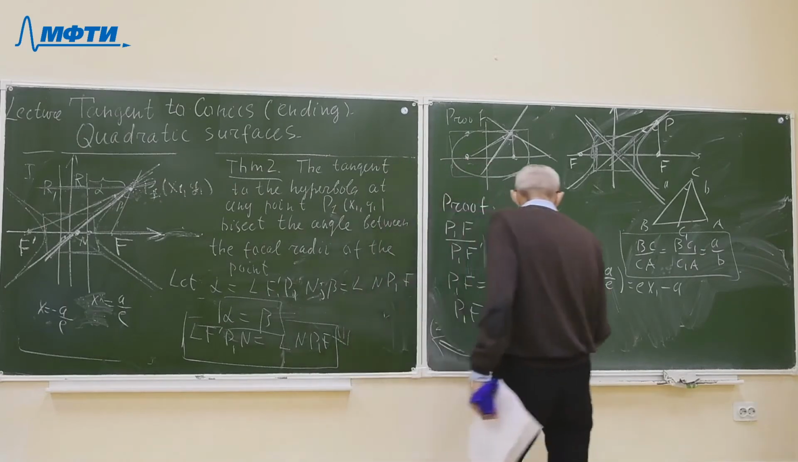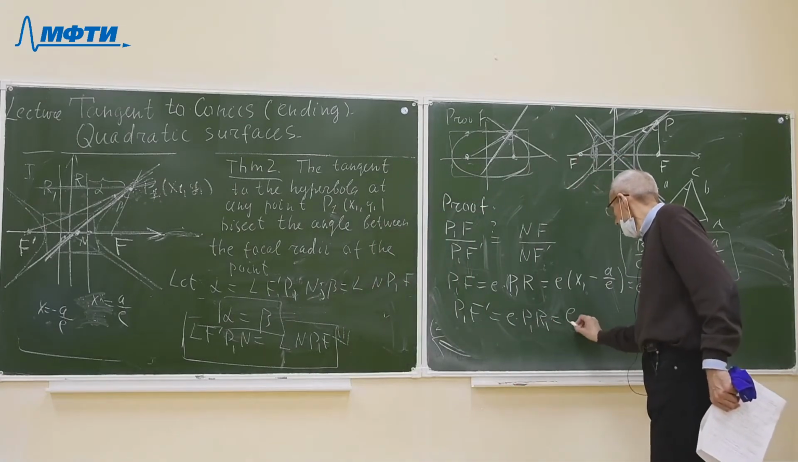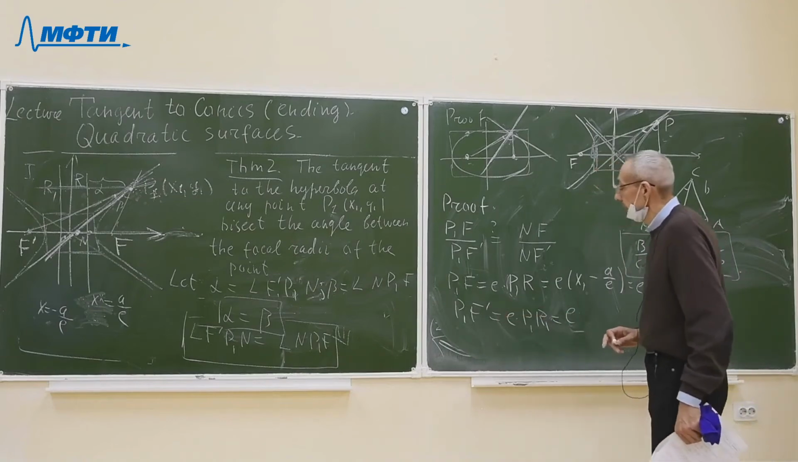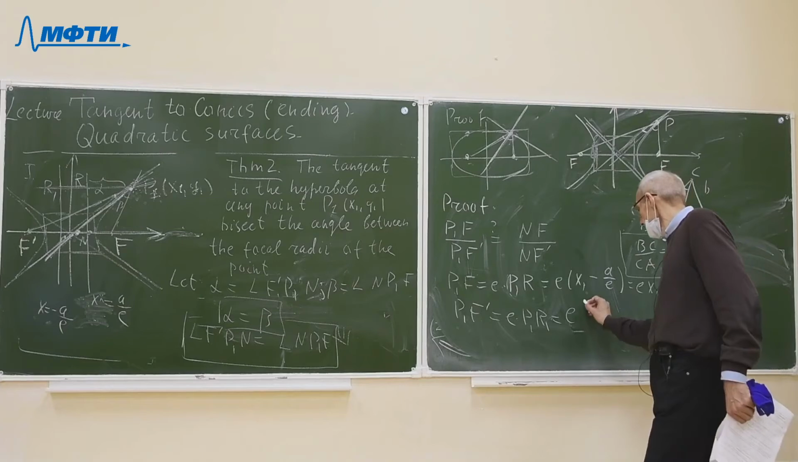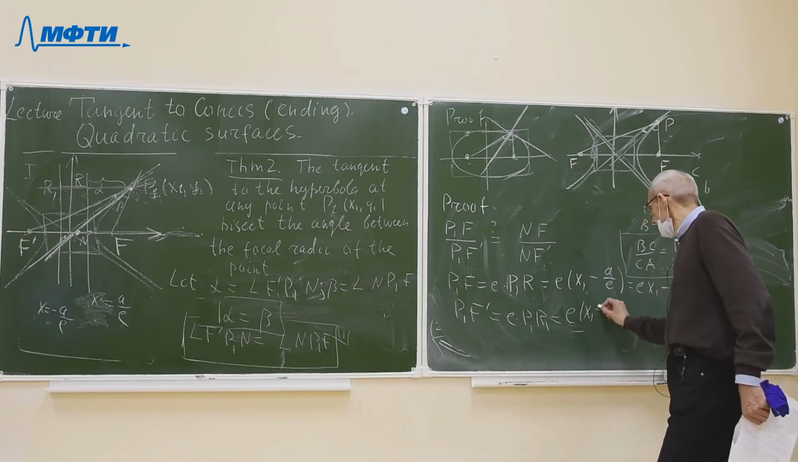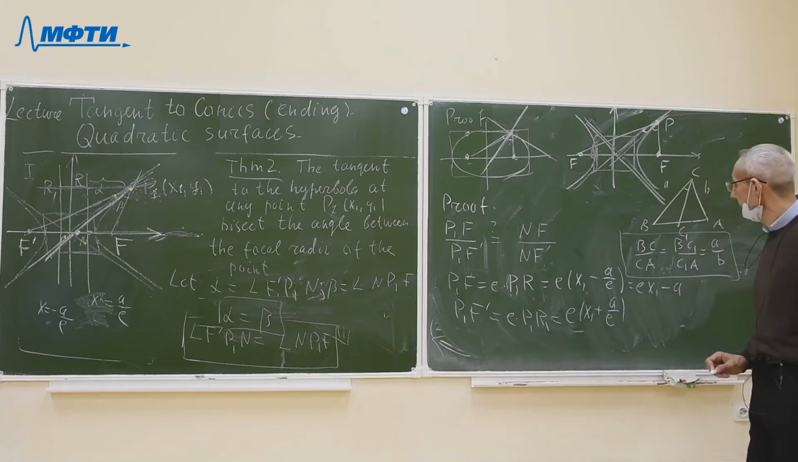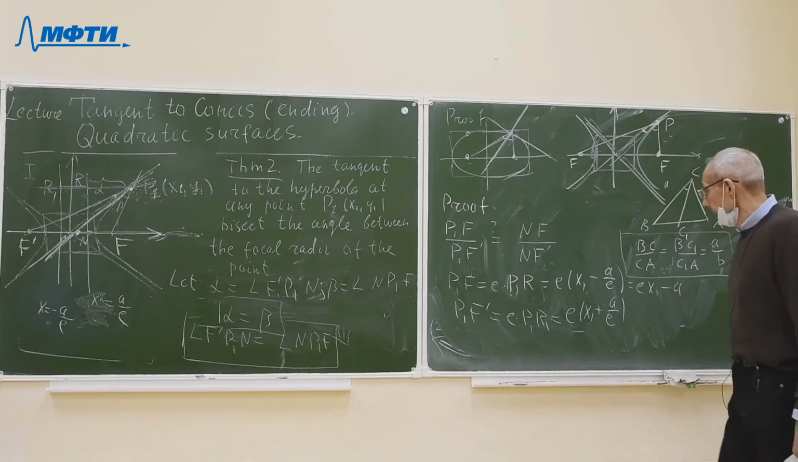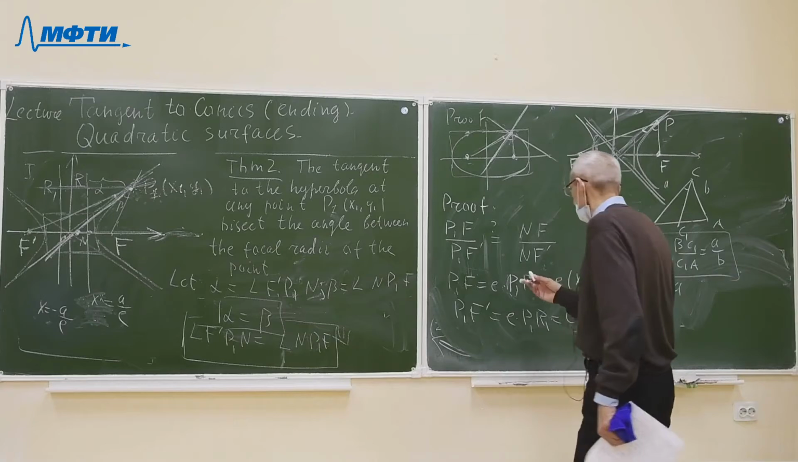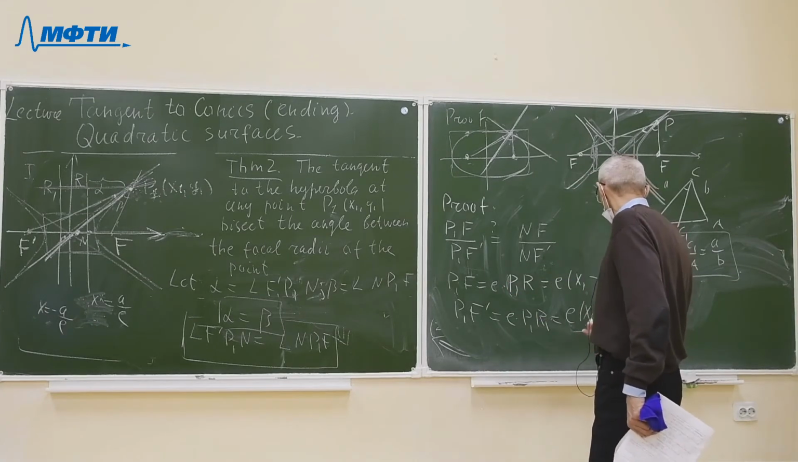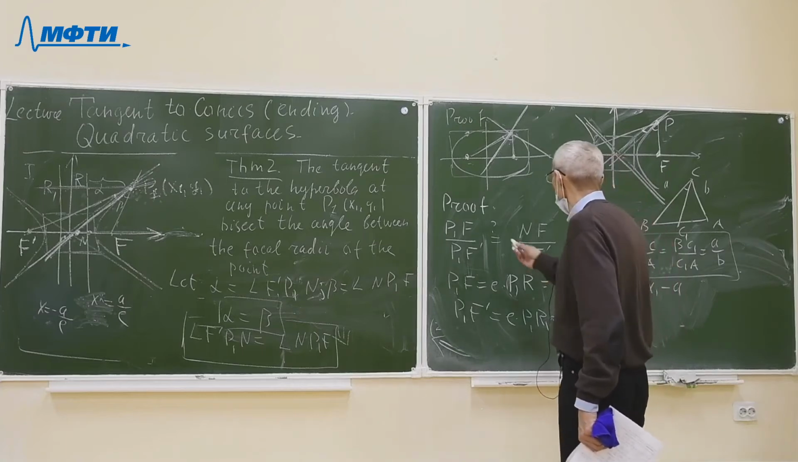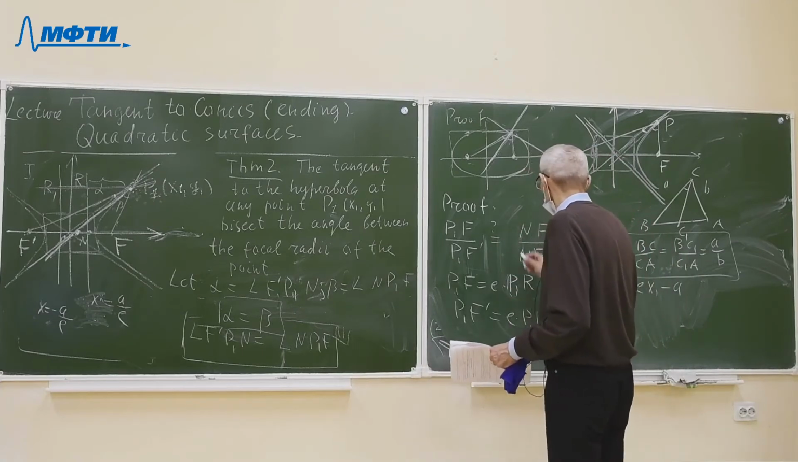And the same way we obtain that the second focal radius P1F prime is equal to e times x1 plus the ratio a and e. Okay, and the left side is equal.